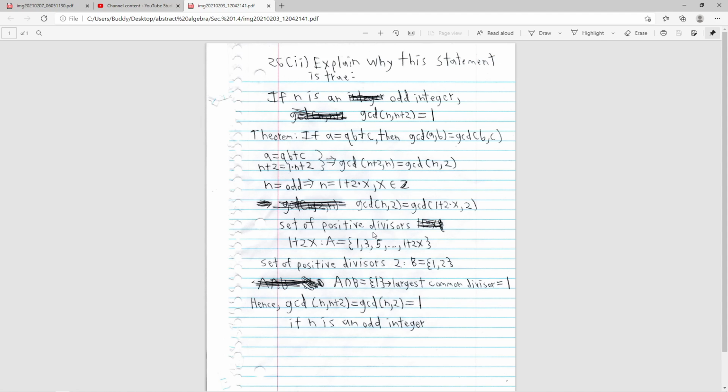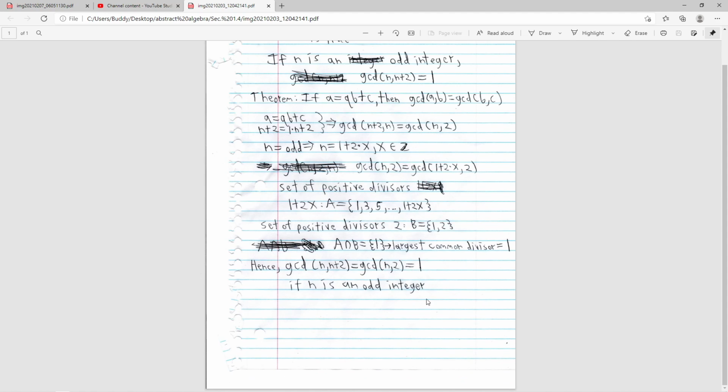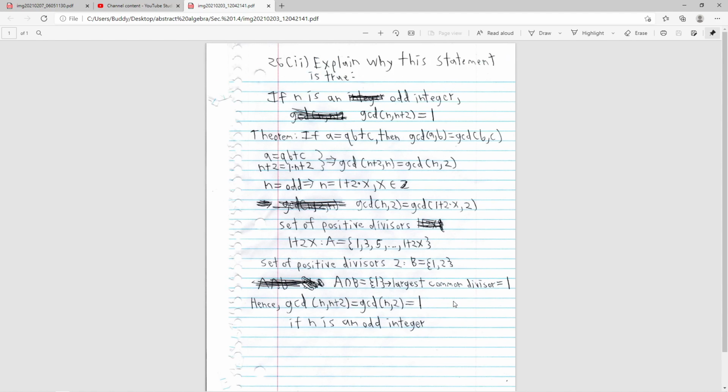The positive divisors of 1 plus 2x: 1, 3, 5, and so on, for an infinite amount of times, eventually getting to 1 plus 2x. The positive divisors of 2 are 1 and 2. So the intersection of the sets A and B is 1, and the largest common divisor equals 1. So basically, yep, that proves the point: if n is an odd integer, of course. And that concludes this.